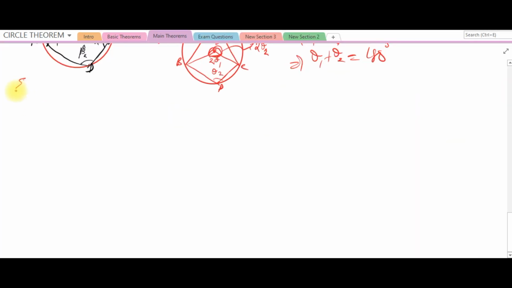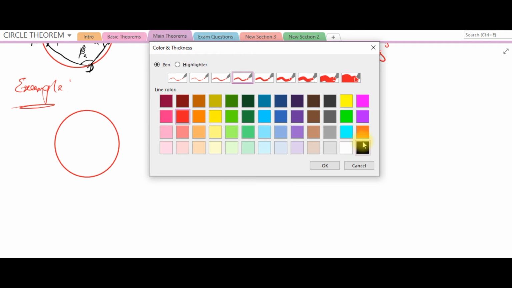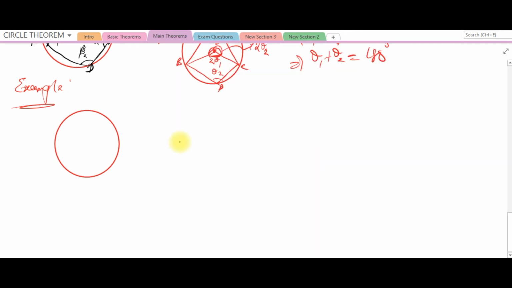So see a quick example of that. If you have a circle, you have a circle.